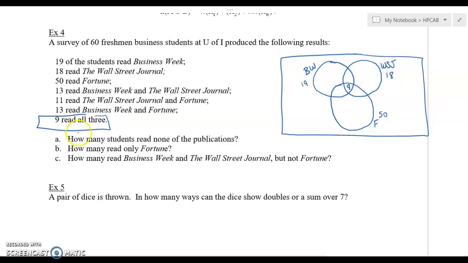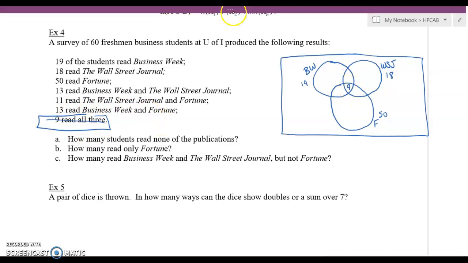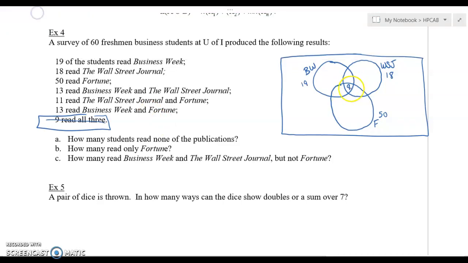So let's see what we got. 9 read all 3. We did that. 13 read Business Week and Fortune. So Business Week and Fortune would end up being in this section here, and we know there's 13. Well, if we already have 9 here, that means there's going to have to be 4 here. There's 13 altogether. So we've got that situated.